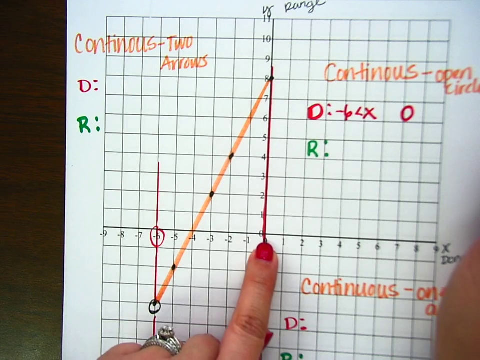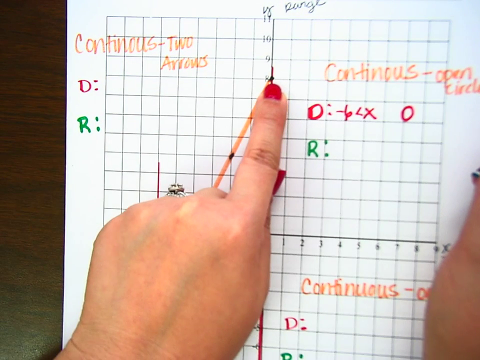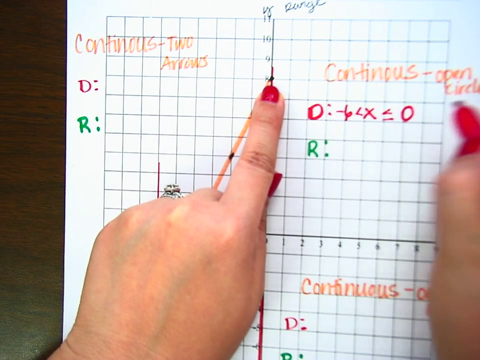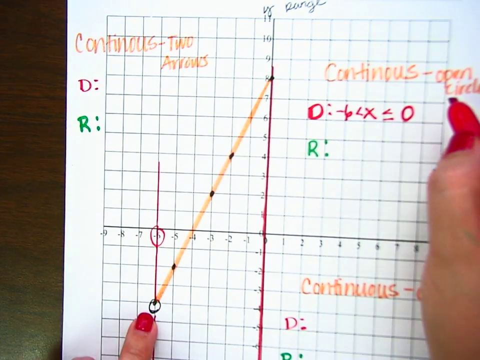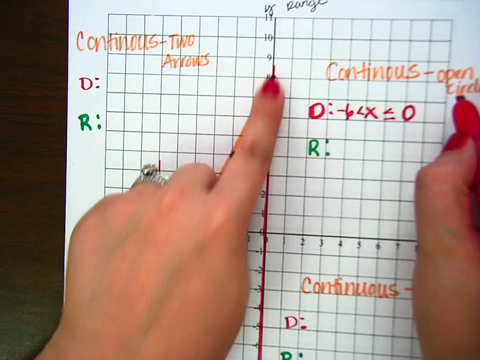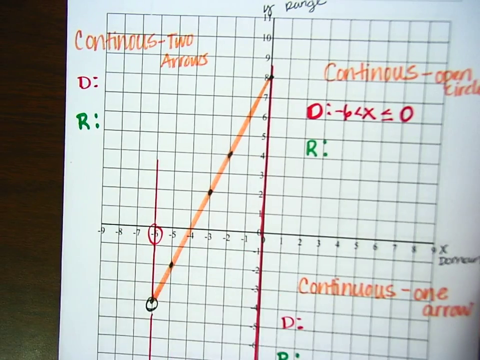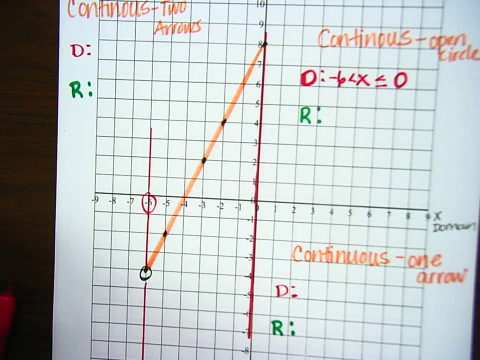Now, when x is 0, if I follow up to the line, I have a closed circle, so that one does get the less than or equal to. So open circle is just less than, closed circle is less than or equal to, the same way as when we talked about inequalities. So now we're going to look at the range.